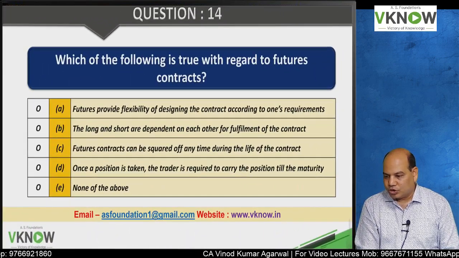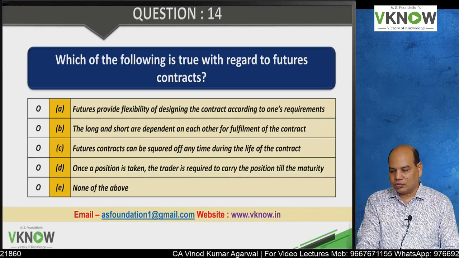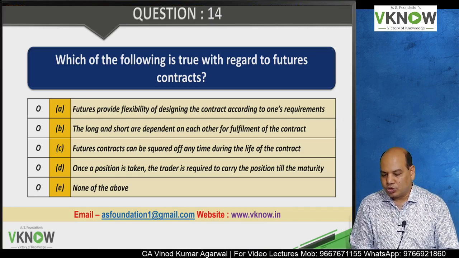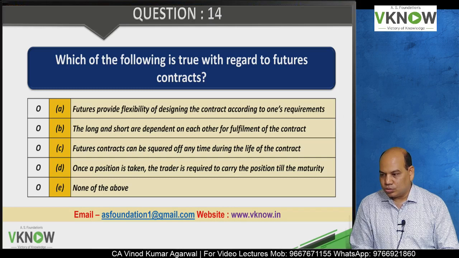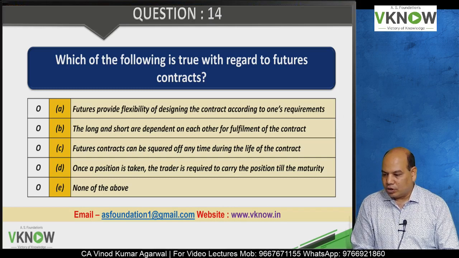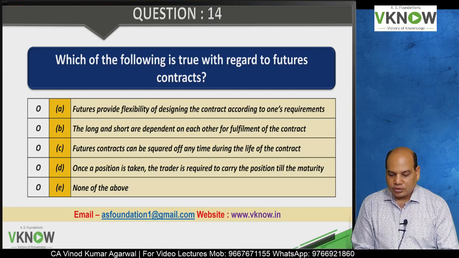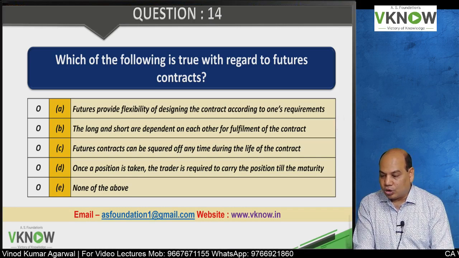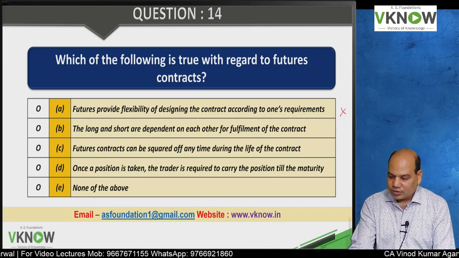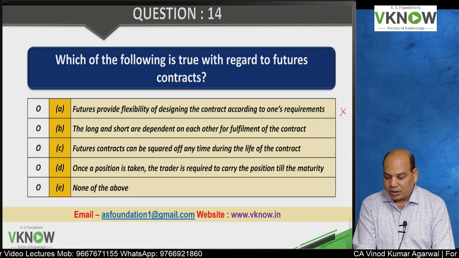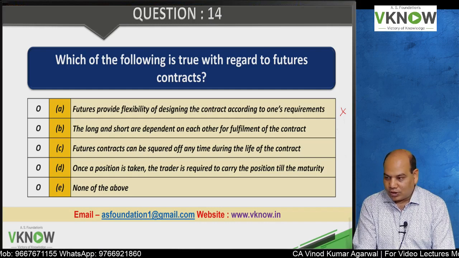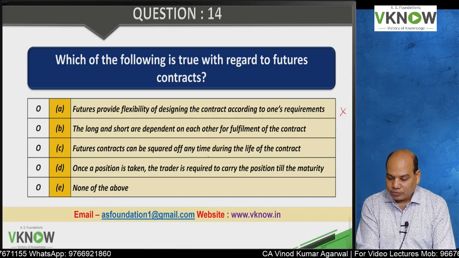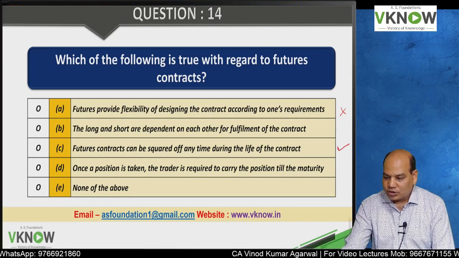Now we'll come to question number 14. Which of the following is true with regard to future contracts? Option A. Future provide flexibility of designing the contract according to one's requirement. Is this true or false? It is false. Future contracts are standardized contracts. Option B: the long and short are dependent on each other for the fulfillment of the contract. That I don't know. You have to think and answer. Option C: future contract can be squared off at any time during the life of the contract. So this seems to be correct.